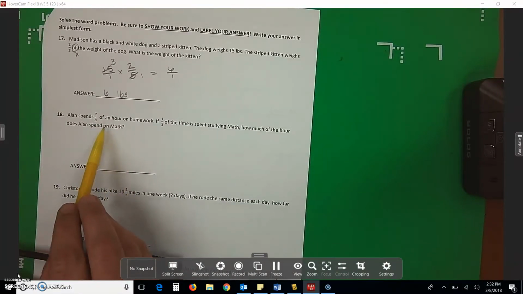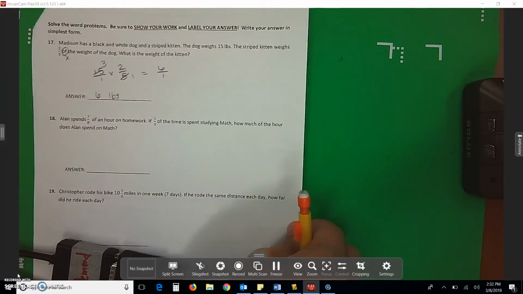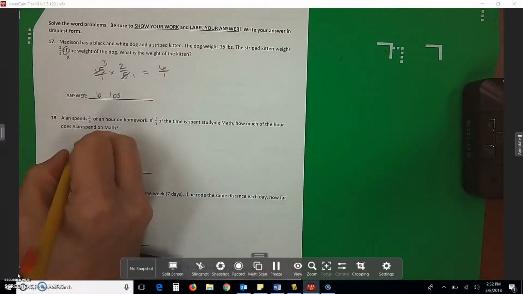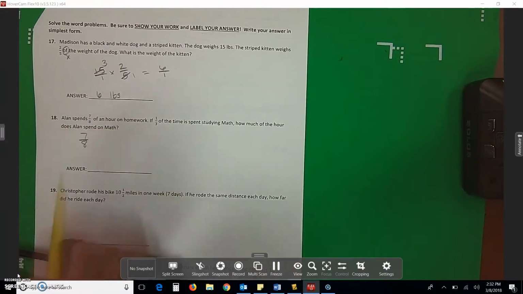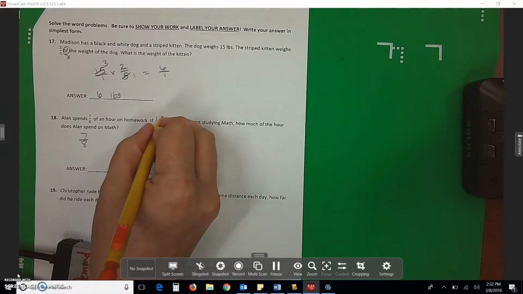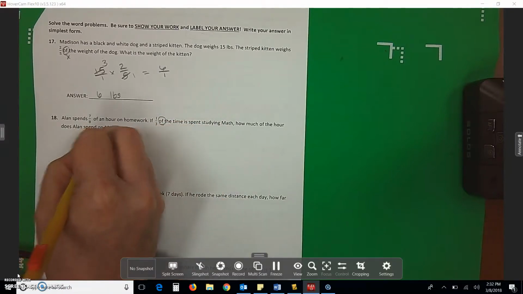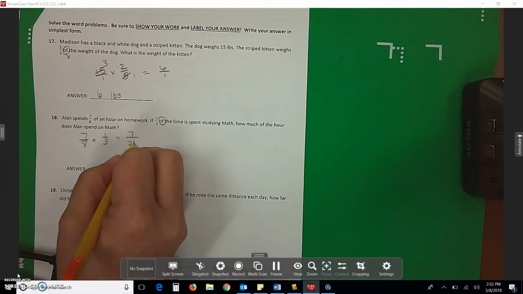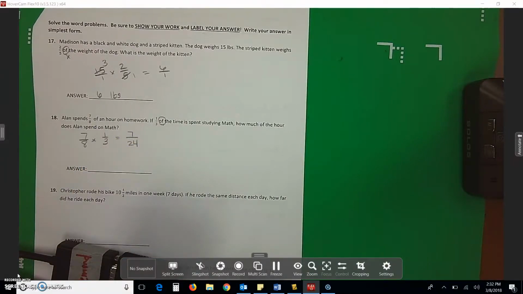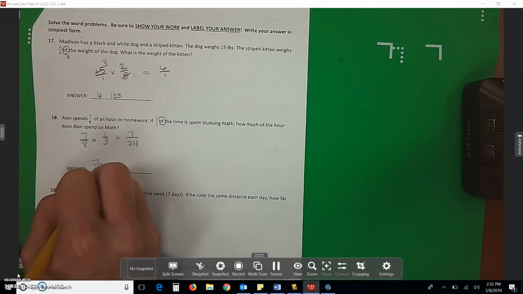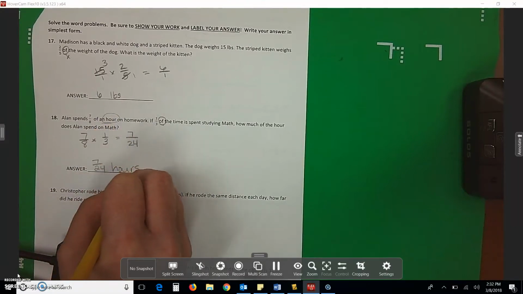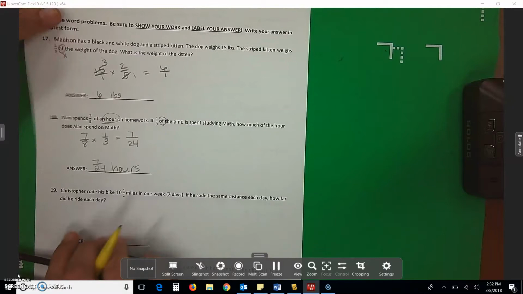Alan spends 7/8 of an hour on homework. If 1/3 of that is math, how much time does he spend on math? So if he spends 7/8 on all of his homework, of again means times, we get 7/24, and that one cannot be reduced. So 7/24 of an hour. So he spends 7/24 hours on his math homework.